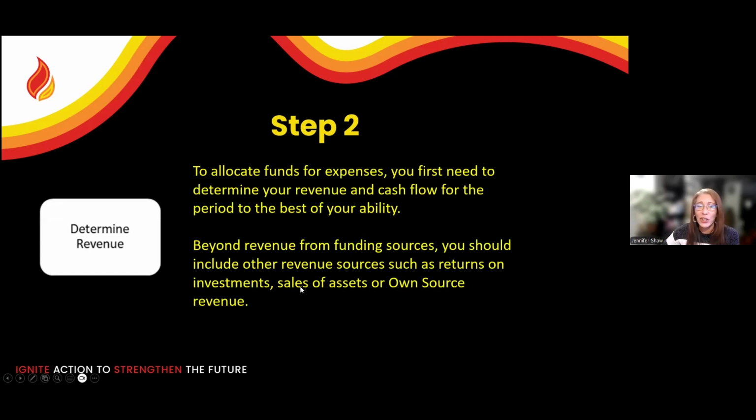Step number two, you're going to determine the revenue. So you should do this for the period to the best of your ability. Beyond revenue from funding sources, ensure you include any return on investments, any interest gained, any sales, own source revenue. And one thing that I did not include on this slide is deferred revenue should also be looked at when you're planning your budget. Deferred revenue or anything that can be carried forward from the previous year.